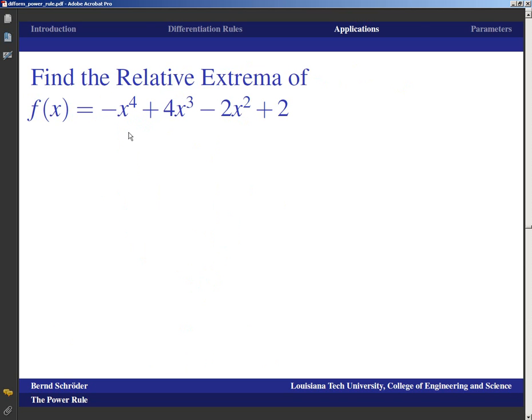Okay, we can also find relative extrema of another rather ugly looking polynomial. And again, how do you find relative extrema? You first take the derivative, set it equal to 0, and then find where you're changing from increasing to decreasing or decreasing to increasing. So here, the derivative of negative x to the 4th is negative 4x cubed. The derivative of 4x cubed is 12x squared. The derivative of negative 2x squared is negative 4x. The derivative of 2 is 0.